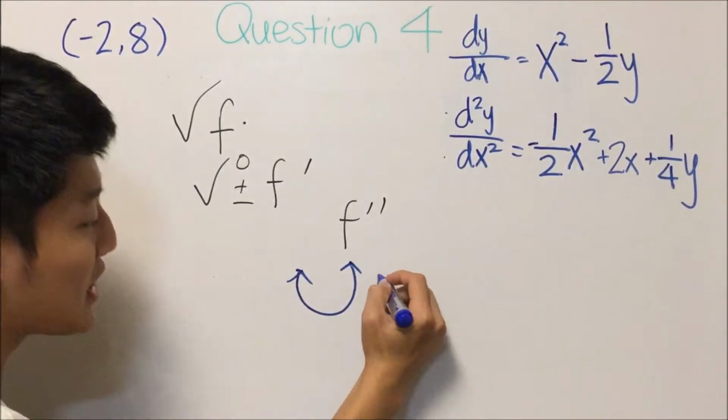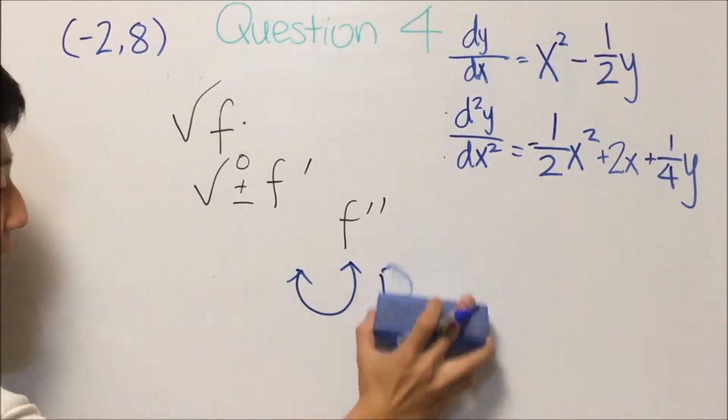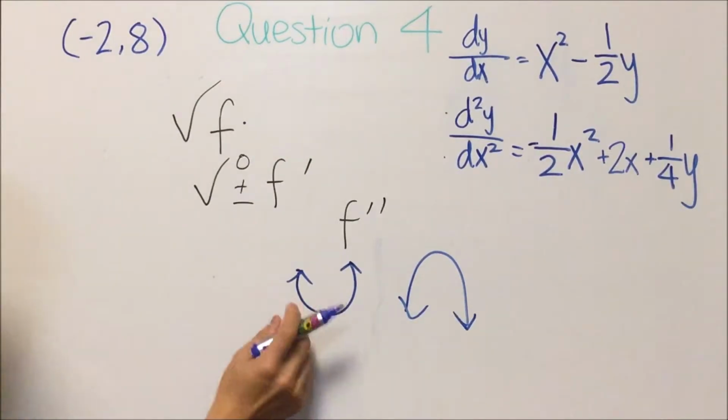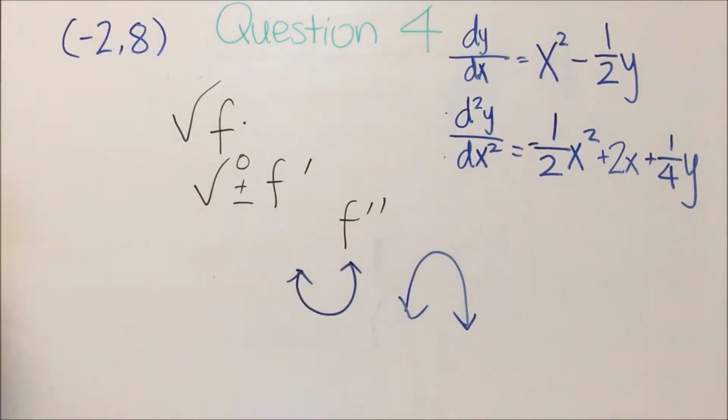You can just think up, right? And this is concave down. You can just also think how arrow points up and arrow points down. So concave up, concave down, okay?